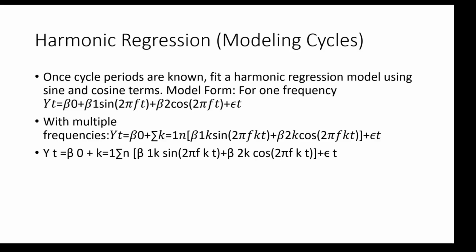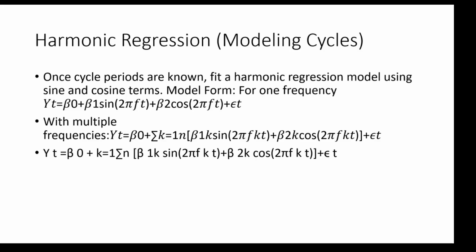Suppose you have one frequency, then how you'll estimate is y_t equals beta 0 plus beta 1, like a regression, times sine of 2 pi f t. Here f is 1 by period. So if we are talking about a 40-day period, f is 1 by 40, and t will take the values 1, 2, 3, 4. Similarly, you do it for cosine.